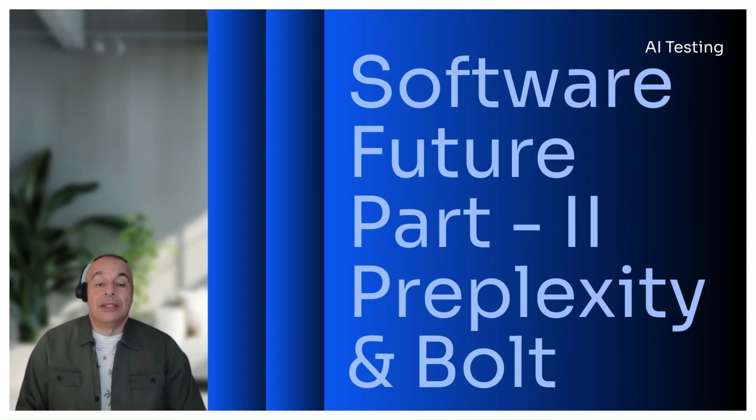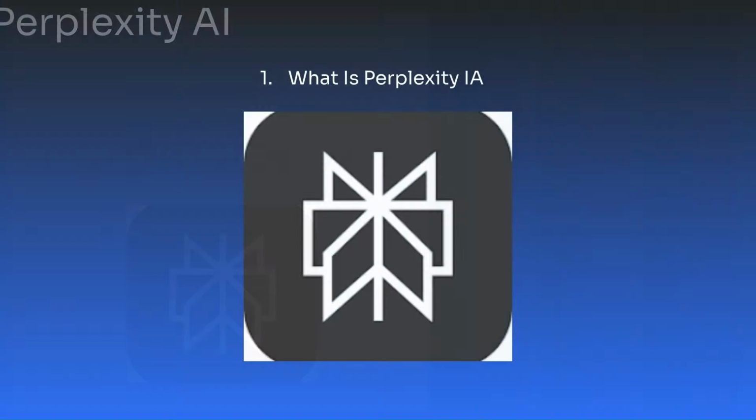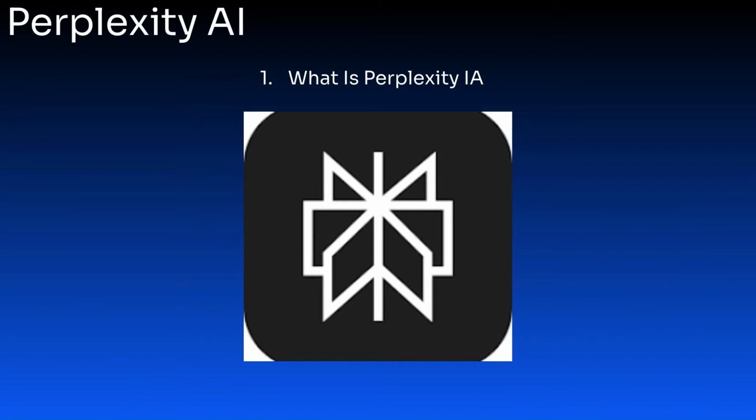Let's get started. The first AI tool is Perplexity. Perplexity AI is an advanced AI-powered search and question answering platform designed to provide accurate, concise, and contextually relevant information. It integrates natural language processing, NLP, and machine learning to process queries and deliver human-like responses.